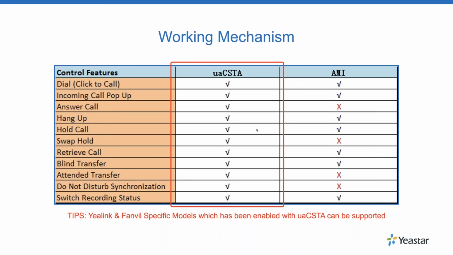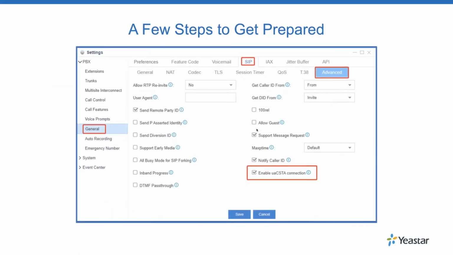As for other models or other brands of IP phones, don't worry, we can still make it work with AMI. So two methods are totally supported on our system. Just be careful: if you have some specific models from Alink and Fanvil, you're going to realize the CTI by CSTA. Well, the difference between CSTA and AMI, I guess this form tells us everything, right? All these control features will be totally supported by CSTA, and if we work with AMI, features are limited.